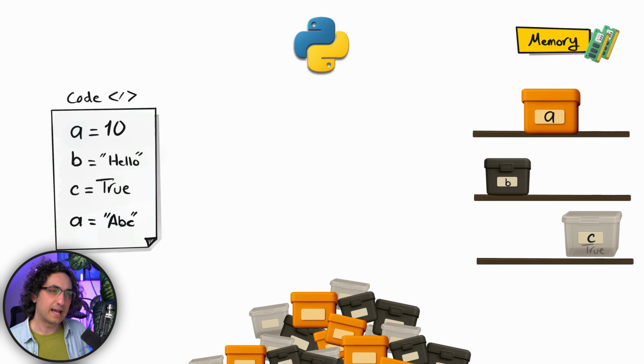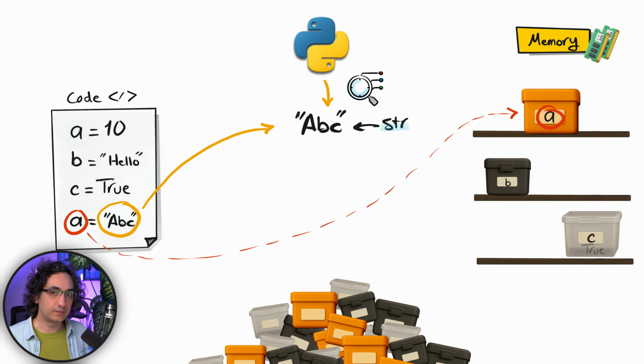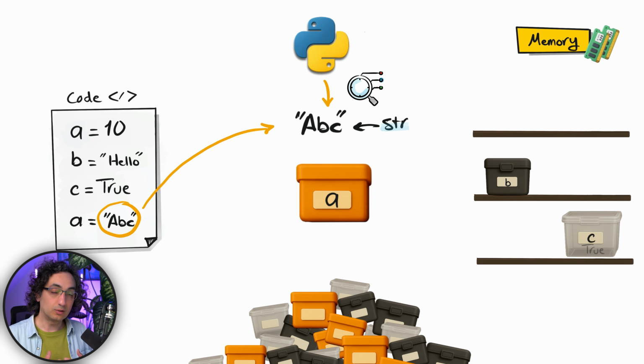Now previously we had a is equal to 10, so it was a number, but this time it is a string. So now what's going to happen? Python is going to check the value and say, this is a string. We have characters, but we already have a variable in memory called a. So Python will not create two variables with the same name. What's going to happen? It's going to grab the old box and totally destroy it.